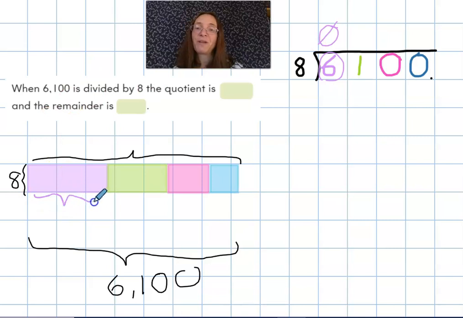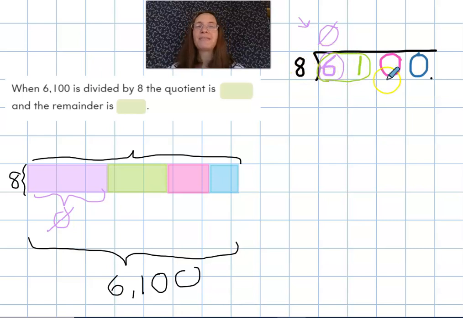So we know that this right here is 0. Now I have written it up here, and you are welcome to do that, but you don't have to. If you want, you can just leave it blank. One thing I know for sure, though, is that I'm going to have to do some regrouping in the hundreds place. I'm going to treat the thousands as hundreds, and I have 61 hundreds here.